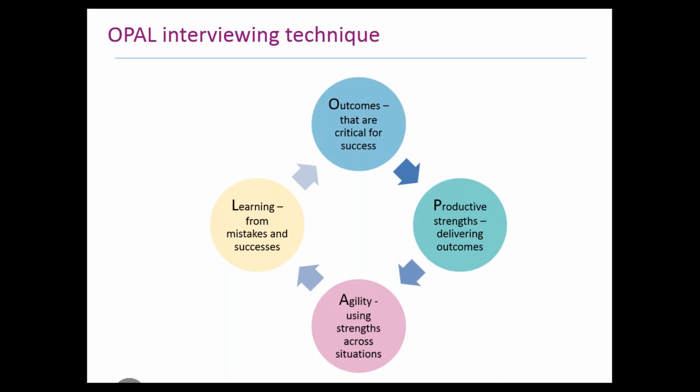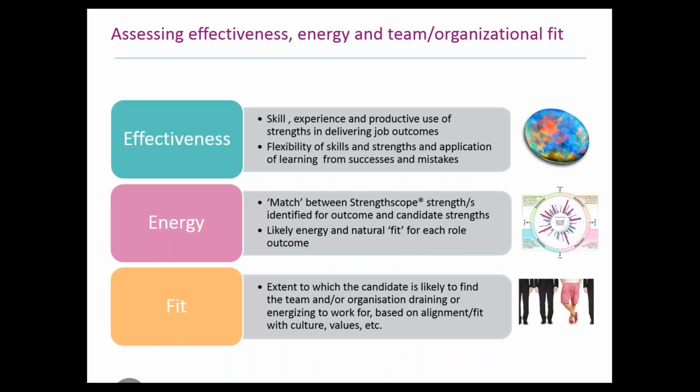So, as I mentioned, those 4 components of OPAL map onto the first of these 3 aspects of our recommended approach to strengths-based interviewing and strengths-based assessment more broadly. Effectiveness is the first of those, which includes the skill, the experience, and the productive use of strengths in delivering effective job outcomes, and also that flexibility of skills and strengths in the application of learning from successes and mistakes. The second element is around energy, and this is where the strengths aspect really comes in.